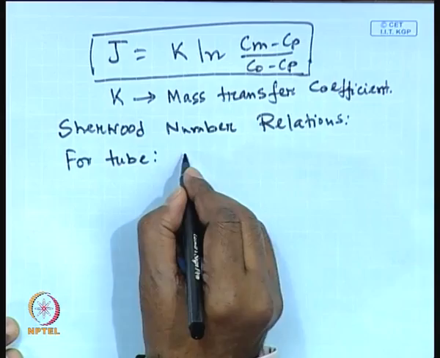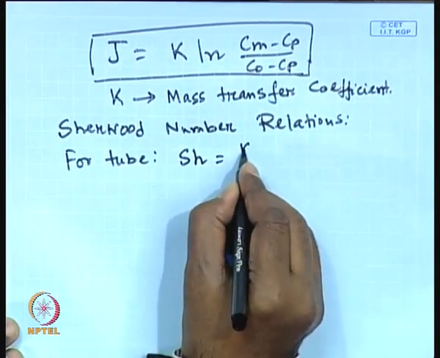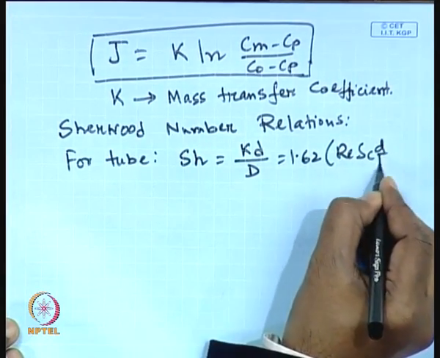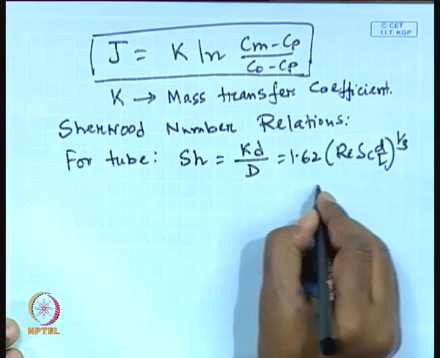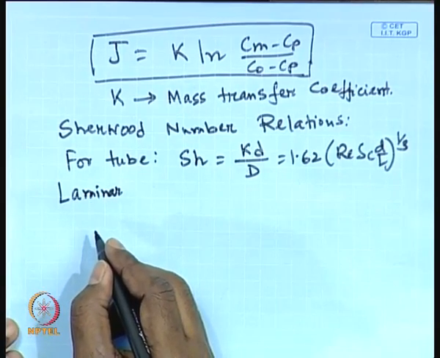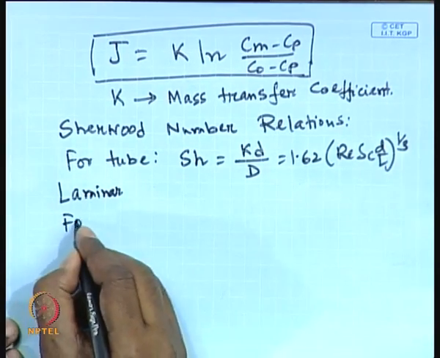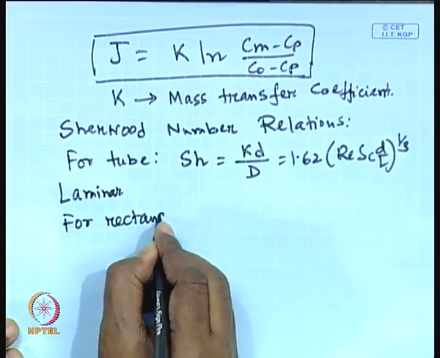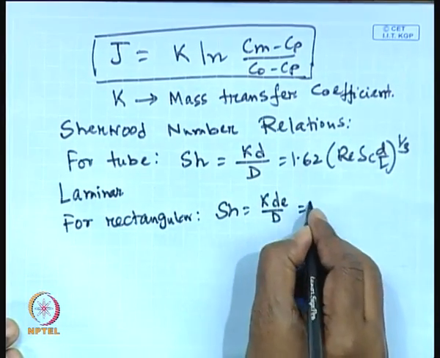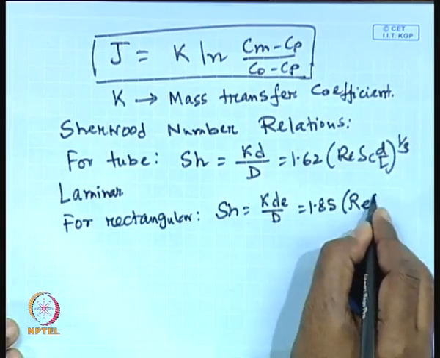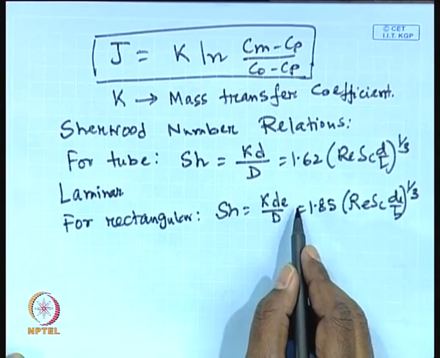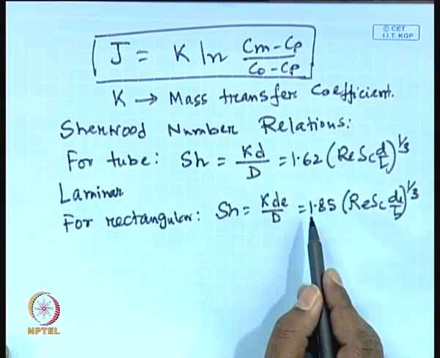For the flow through a tube, the Sherwood number relationship will be Sh = k d by D = 1.62 (Re Sc d by L) raised to the power 1 upon 3 for laminar flow. Laminar flow means Reynolds number less than 2200. For rectangular geometry, Sherwood number equal to k d_e by D equal to 1.85 (Re Sc d_e by L) raised to the power 1 upon 3. d_e is the equivalent diameter, and it will be equal to 4 into half height of the channel, that we have derived in the earlier classes.